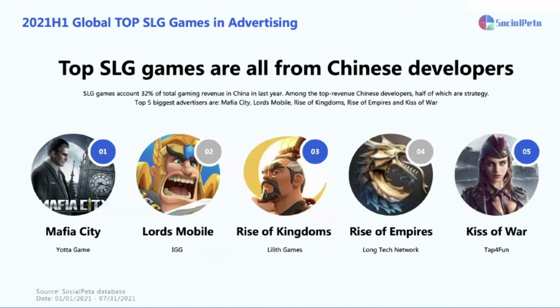And the next game category we would like to cover is strategy games. Strategy games accounted for 32% of total revenue in China last year. Among the top revenue Chinese global publishers, half of them are strategy games. We can see the top 5 biggest advertisers. They are Mafia City, Lords Mobile, Rise of Kingdoms, Rise of Empires, and Art of War.